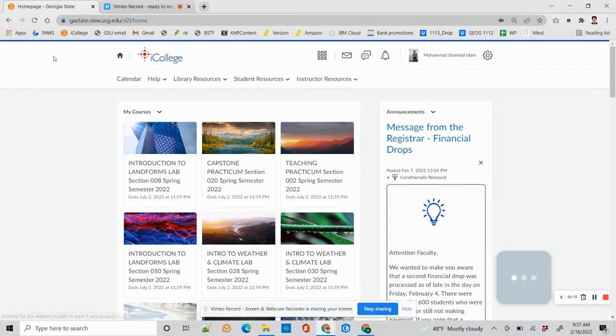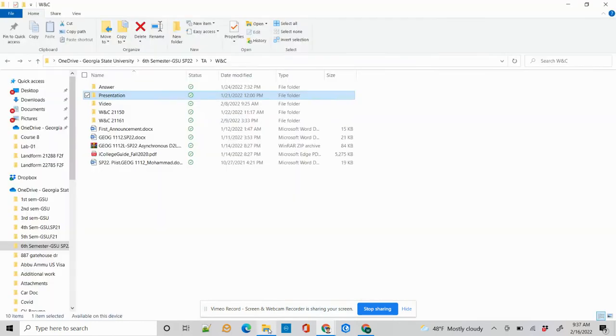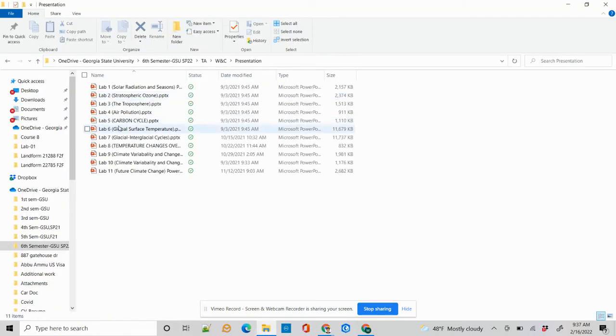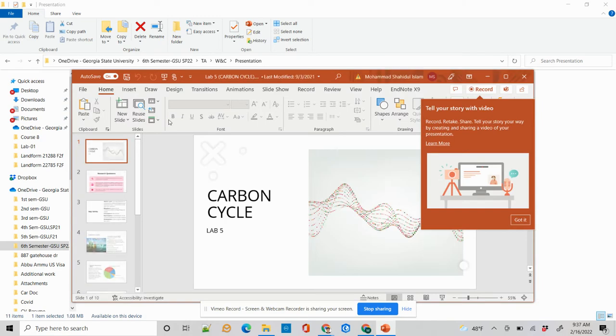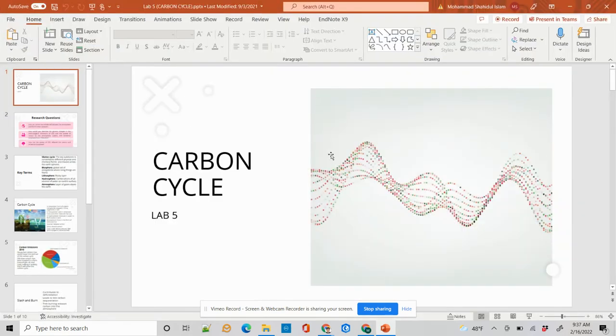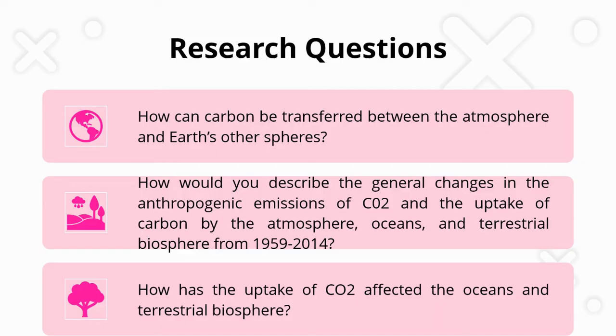Okay, so from now on, I will be making a single video that includes both the presentation and the lab overview, so that you don't need to move back and forth with the presentation and lab too. So, first of all, in this lab, we will be talking about the carbon cycle. Let's see what it is.